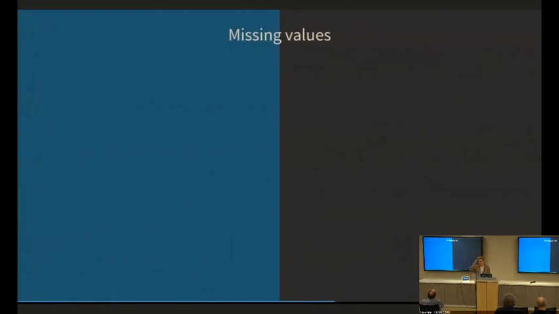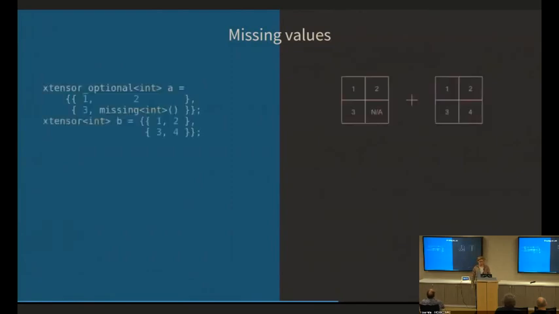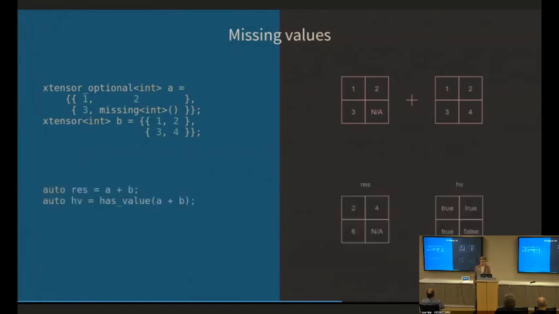We also have support for missing values, which is one of the features that Pandas, I think, is championing. So by using the Xtensor optional, you can have optional or missing values. And we support arithmetic operations on those. So if you add those two matrices and one of them has a missing value here, you will have a missing value in the result as well, because it's clearly undefined to add something to a missing value. And then using has_value on that resulting array will give you a false at the place where no value is available.